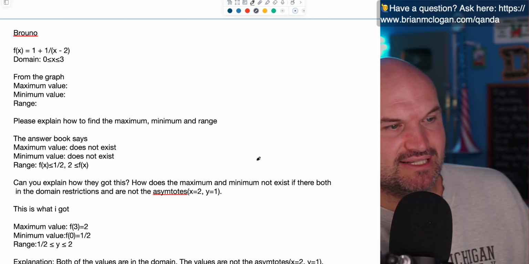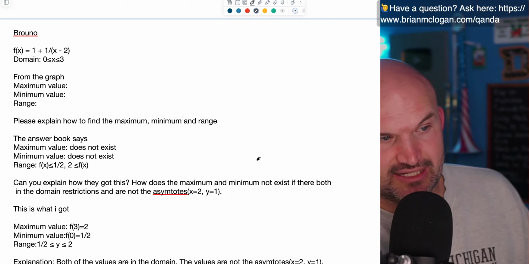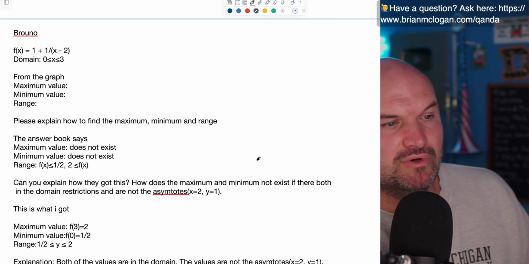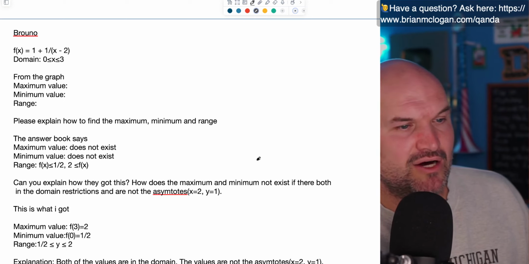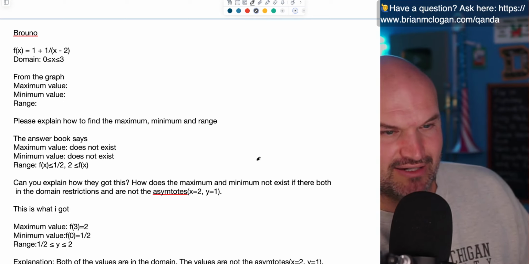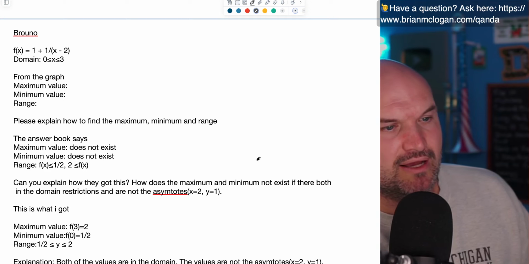The answer book says the maximum value does not exist. The minimum value does not exist. The range is less than 1/2 and greater than 2. Can you explain how they got this? How does the maximum and minimum not exist if they're both in the domain restrictions and they are not in the asymptotes?